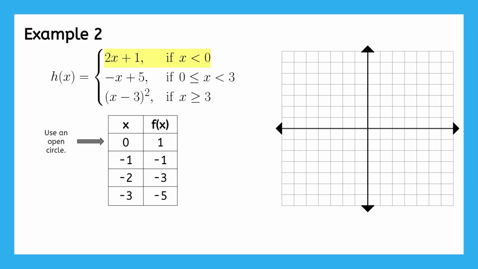Starting at x equals 0, we draw an open circle. Then we can continue with our other points, draw a line, and add an arrow at the end. No erasing needed.